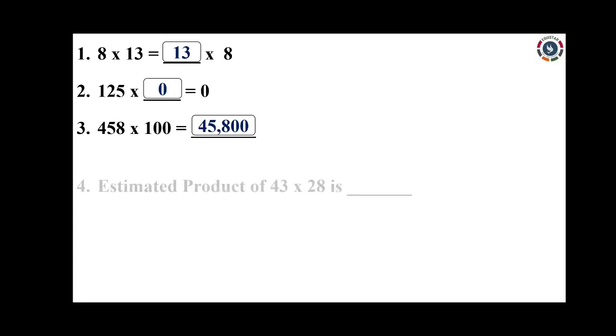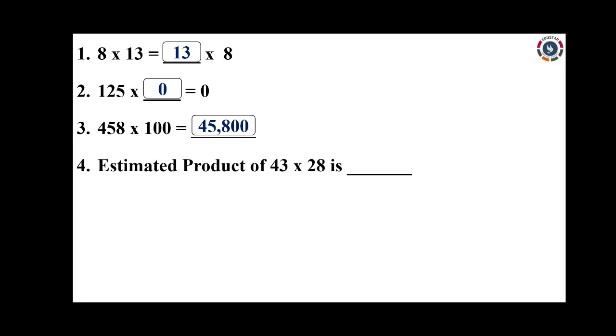Fourth question. Estimated product of 43 into 28 is 1200. 43 is rounded off to 40. 28 is rounded off to 30. So 40 into 30 is equal to 1200.